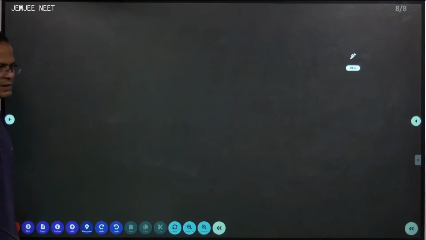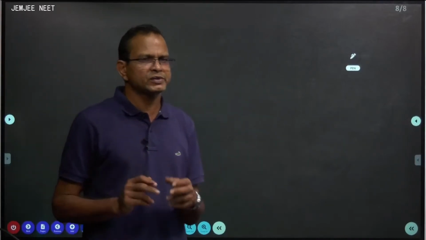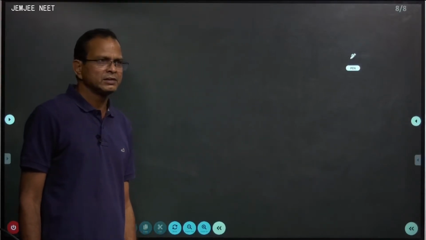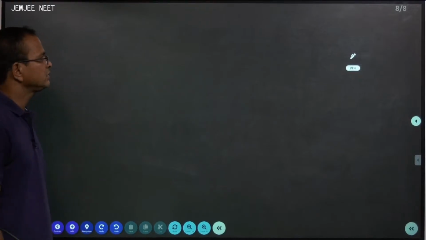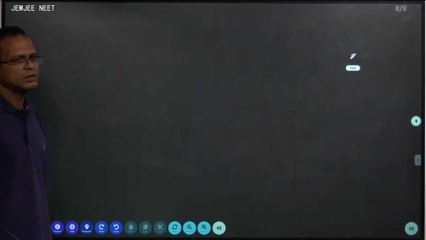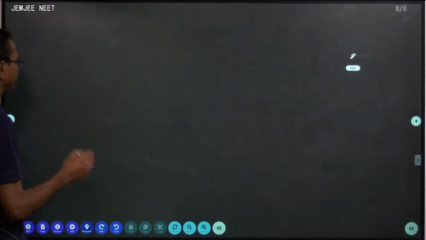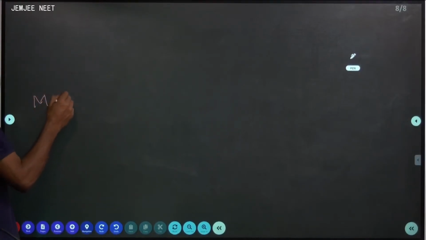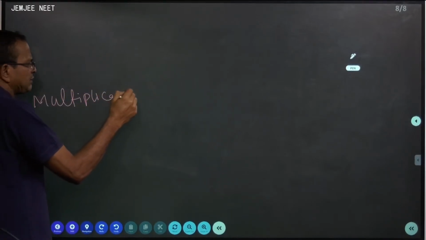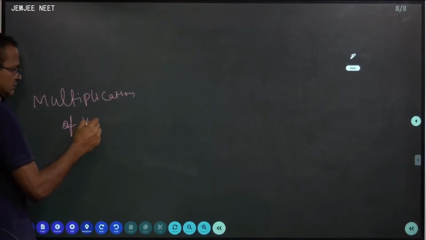Okay, let's go ahead. Just 2 more topics to go in vectors. We can finish them today so that tomorrow we can go ahead with numericals. What are they? Come on, tell me what we are going to see. Dot and cross product. Multiplication of vectors.